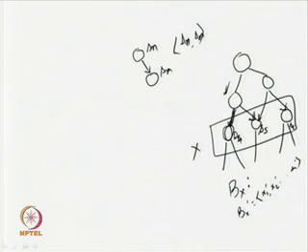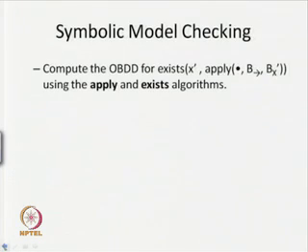So, after renaming the variables, we are getting the same structure as OBDDs. So, whatever OBDDs we have, the structure will remain the same, only we are renaming those particular variables. So, after renaming the variable, we are getting Bx prime. Now, what is the next step? Compute OBDDs for exists x prime hat, I should say, apply dot B arrow Bx prime using the apply and exists algorithm. Now, in this particular case, what happens? You just see that.